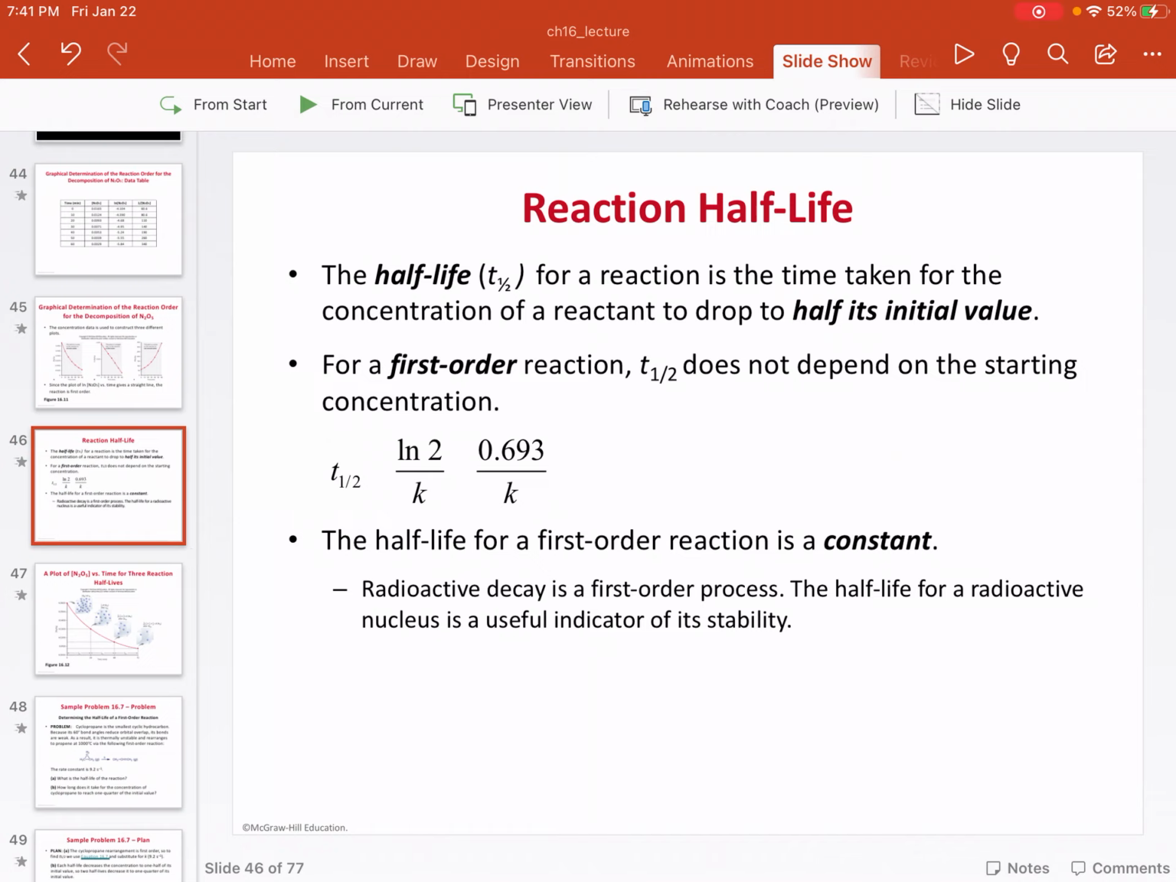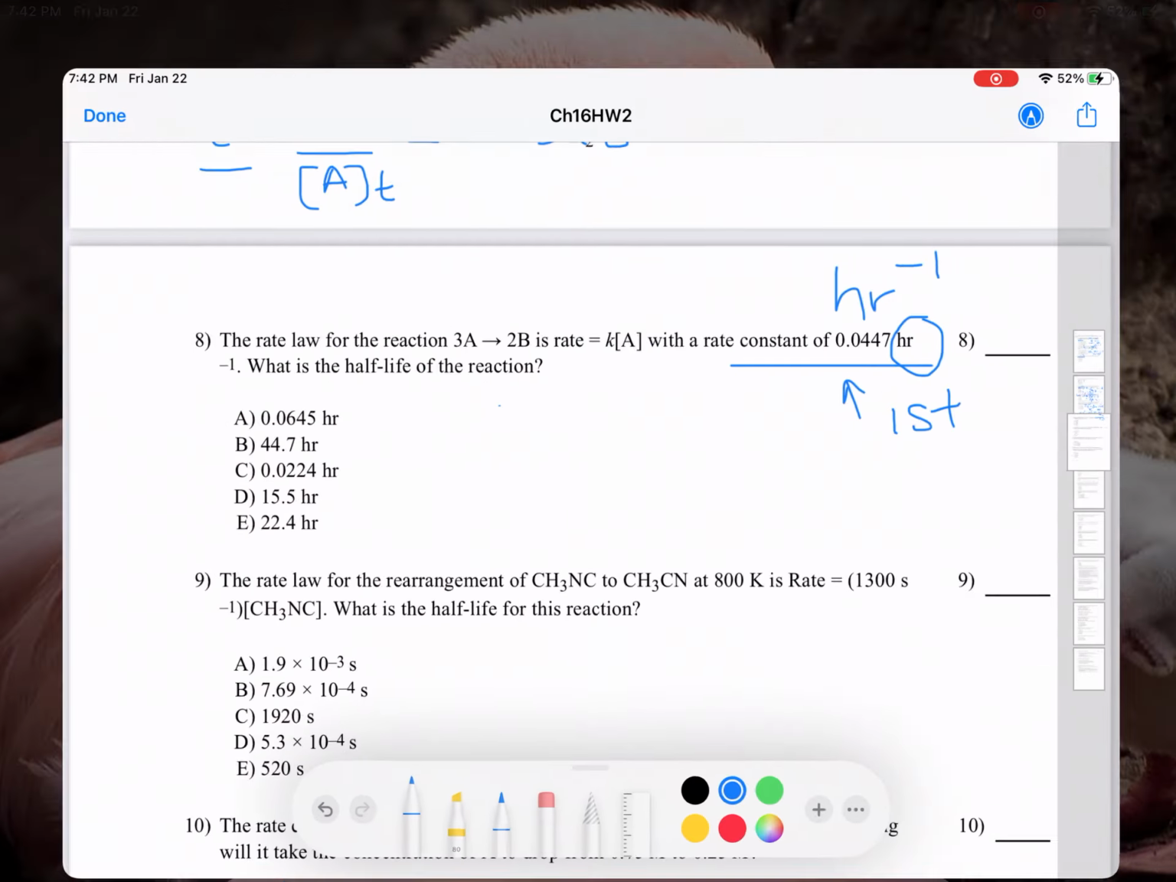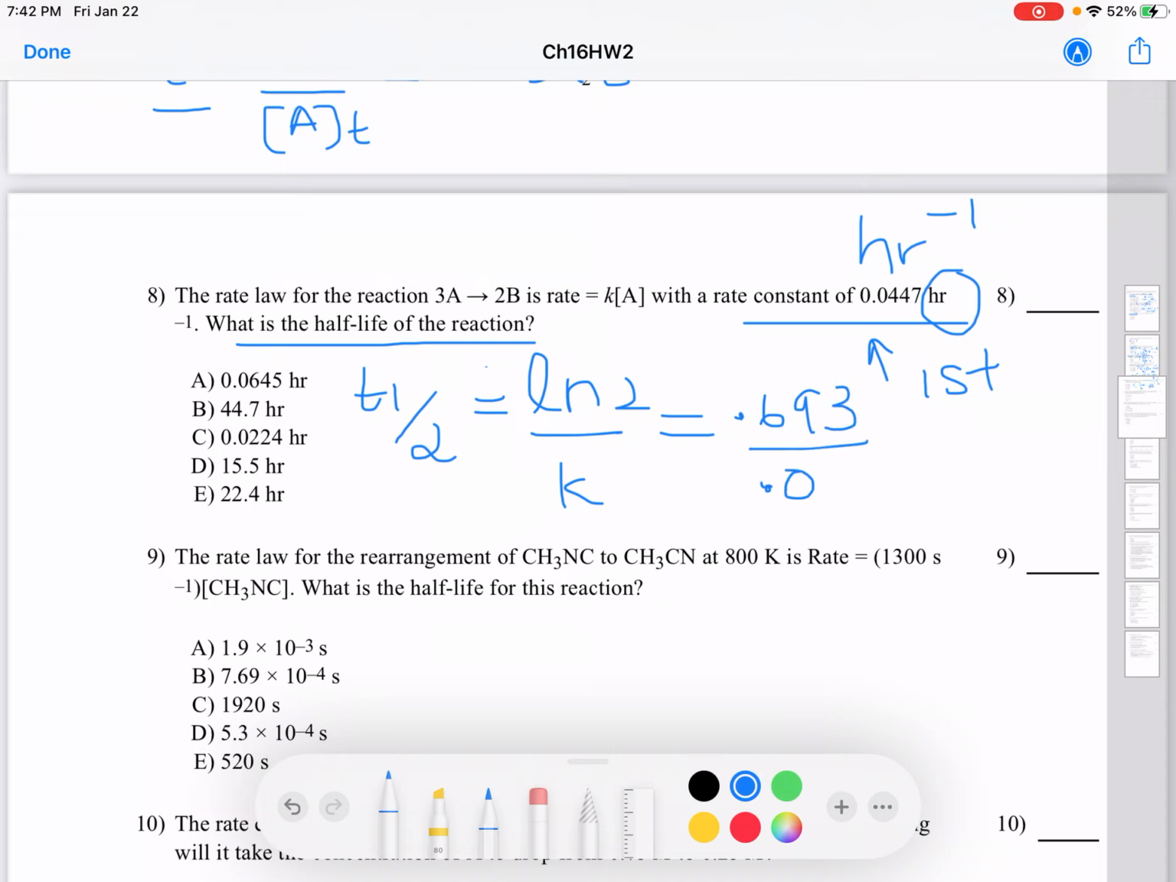Okay, over here. For a first order reaction, the half-life t half is ln 2 over k. ln 2, you write ln and then put 2, that gives you 0.693. So with that you can find out the half-life. What is the half-life of the reaction? t half equals ln 2 over k. ln 2 is 0.693 and the rate constant is 0.0447. So you divide and it will give you the half-life.